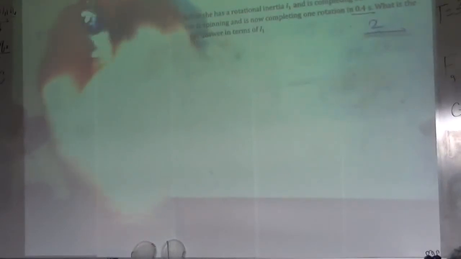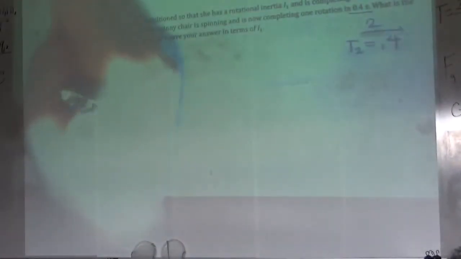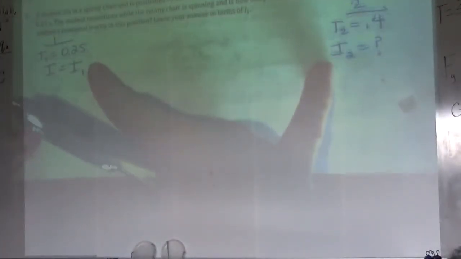So I'm going to call it situation 1 and 2. Here I know the period for this situation is 0.25. The period in the second situation is 0.4. My rotational inertia is just I1 here. My rotational inertia here is what I'm looking for. And the only other thing you know is that momentum has to be conserved, because it was one situation, all they did was reposition, there was no external torque, so L1 has to be the same as L2.